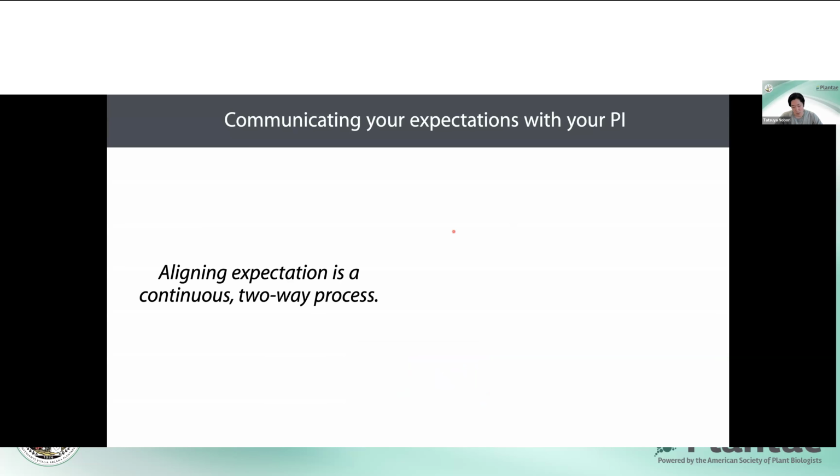Or, for example, while you want to pursue an industry career after your degree, your PI keeps providing opportunities as if you want to pursue an academic career or something like this. And importantly, the alignment is a continuous and two-way process. You need to, of course, know what you want, but also you need to understand what is expected from the lab. And both you and your lab will change over time, so it has to be continuous.